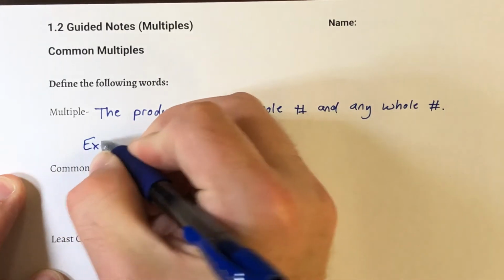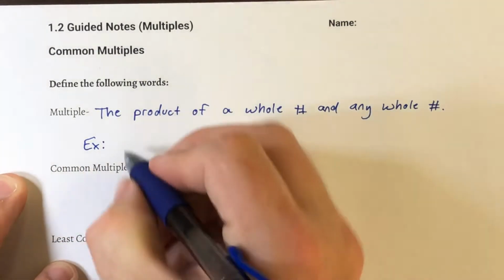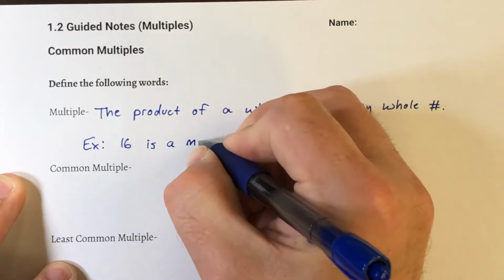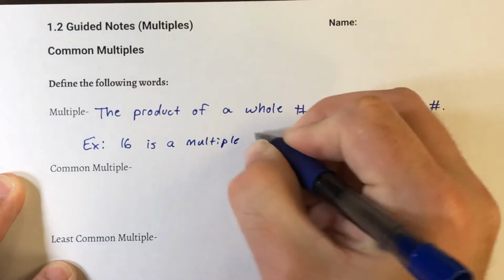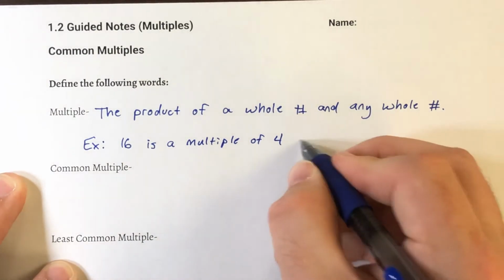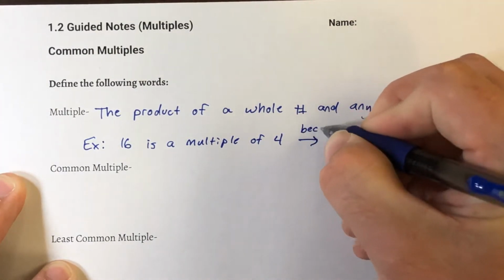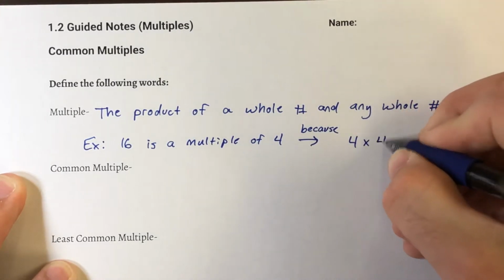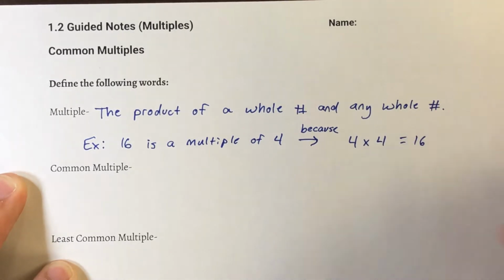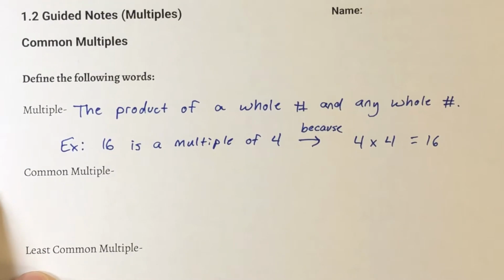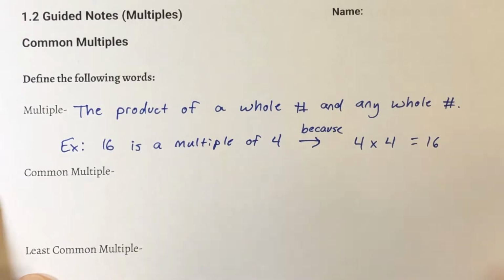Example of this would be 16. 16 is a multiple of 4. Why is 16 a multiple of 4, or how is it a multiple of 4? Because if I take the product of 4 and 4, I'm going to get 16. You can also think of this as counting numbers. If I count by 4s, I'm going to get to 16. So 16 is a multiple of 4.